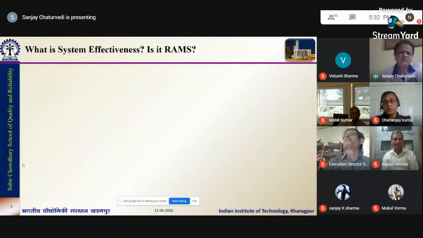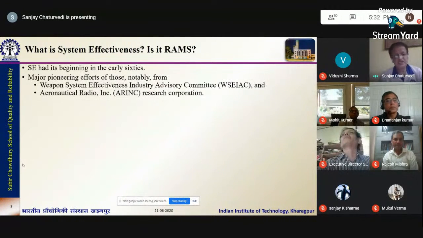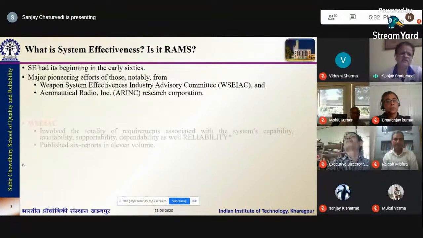So what is system effectiveness? Is it RAMS also? If you look at the historical background, you will find that it has its beginning in the very early 60s, you can say post Second World War. The major pioneering efforts were given by Wisiak and Arendt. Arendt is well known in the reliability engineering area. They propounded several methods for reliability, and they have done various research in reliability areas.